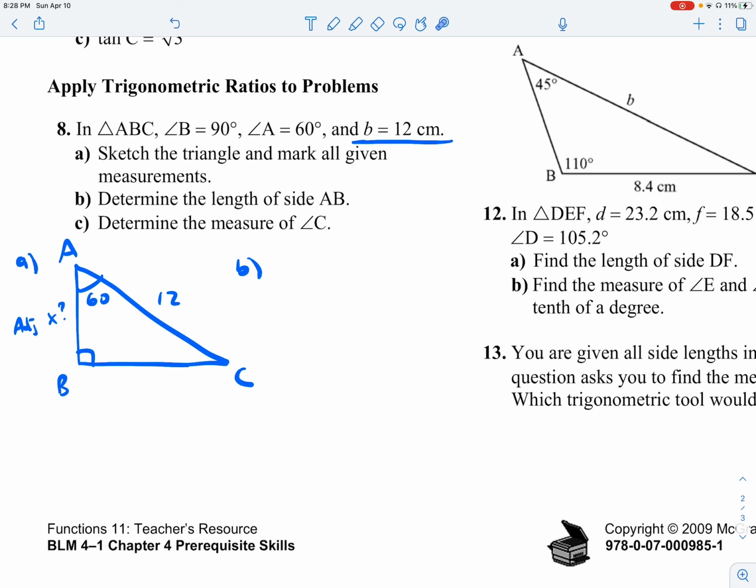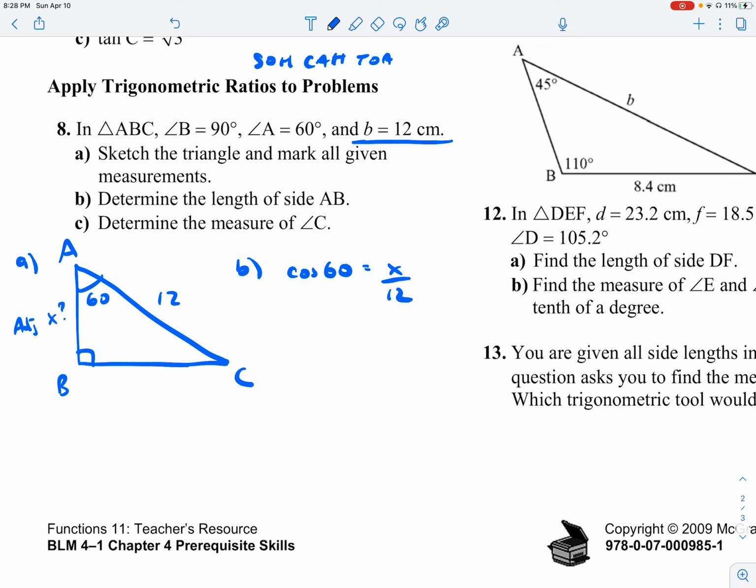So if I'm given adjacent and hypotenuse, what do I want to use? Well, if you remember, SOHCAHTOA. So which one uses adjacent and hypotenuse? Well, that's cos. So I can do cos of 60. That has to be the ratio. That's going to equal the ratio of this side to this side, so it's going to be equal to x over 12.